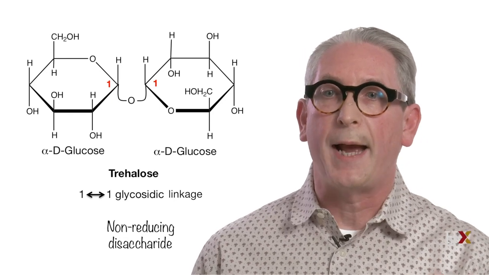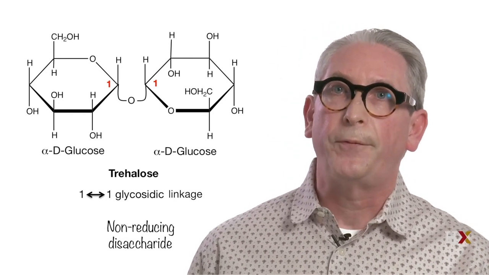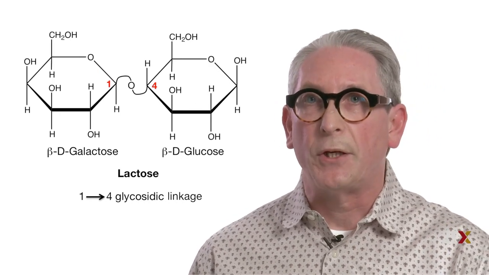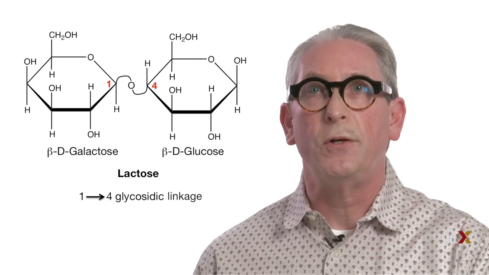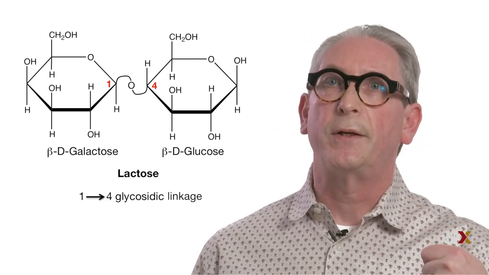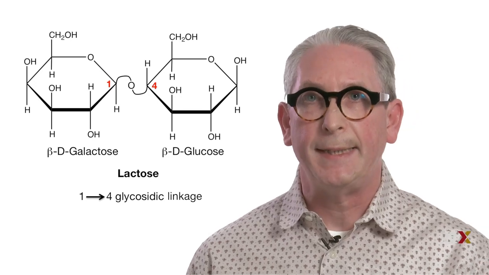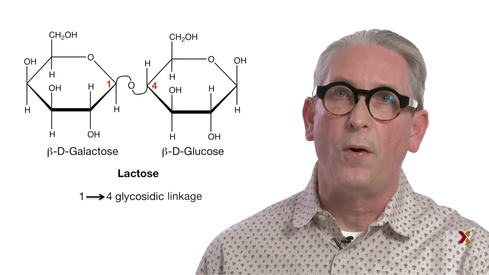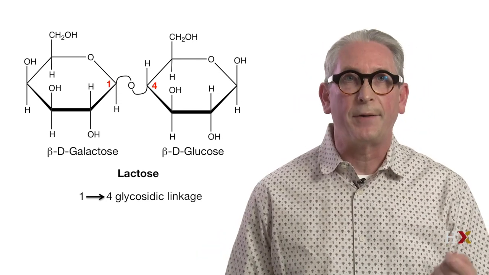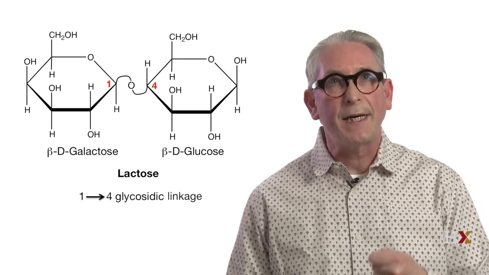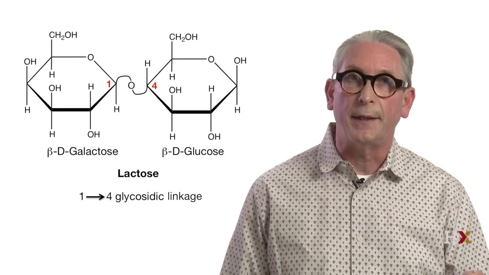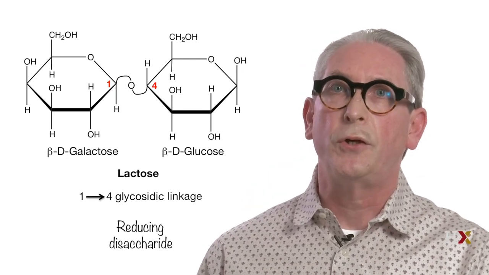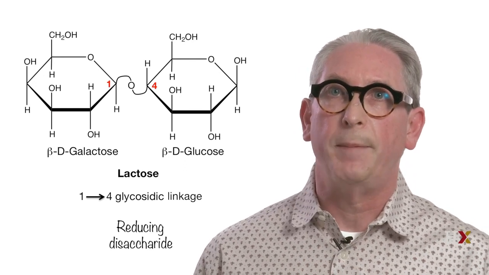We can also have a reaction between two different aldoses. For example, beta-D-galactose can react with beta-D-glucose. In this case, the carbon 1 of beta-D-galactose will form a glycosidic linkage with carbon 4 of beta-D-glucose. The disaccharide that is produced is called lactose, and it is a reducing disaccharide because it contains a reducing end corresponding to the carbon 1 in the beta-D-glucose unit.